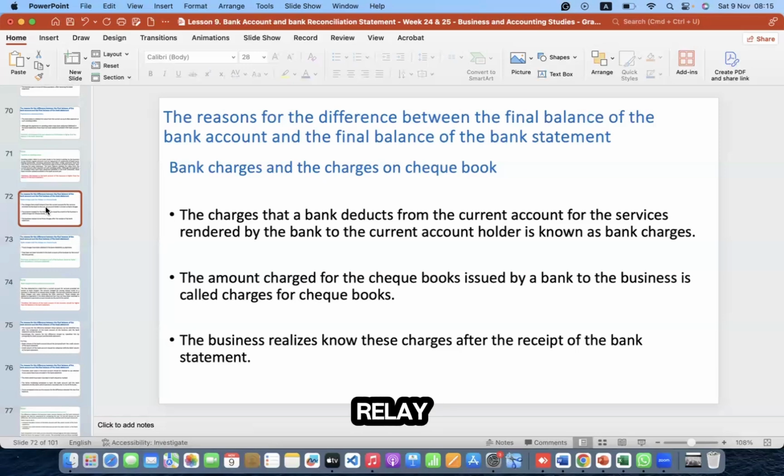The business realizes these charges after receipt of the bank statement.